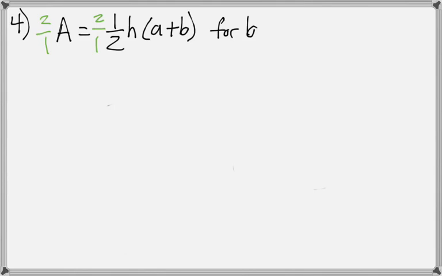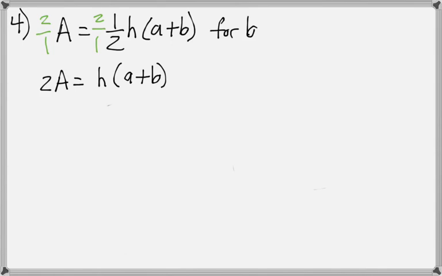So that's going to give you 2a is equal to h times a plus b. And normally we would distribute that h just because every time we see a parentheses, we want to distribute it. But that's actually not the case here. You don't always want to distribute something.